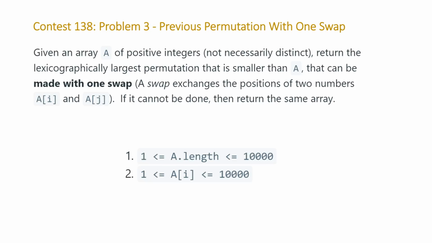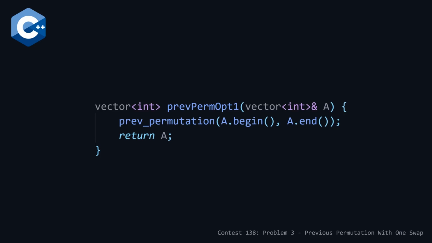So I'm going to jump straight into the solution that I thought was going to be able to solve this problem, which is the following. There's an algorithm in the STL algorithm library called prev_permutation, which basically returns you the previous permutation. I didn't really read the problem statement and just read the title and thought this would be the solution. So just call previous permutation on our array A and then return A.